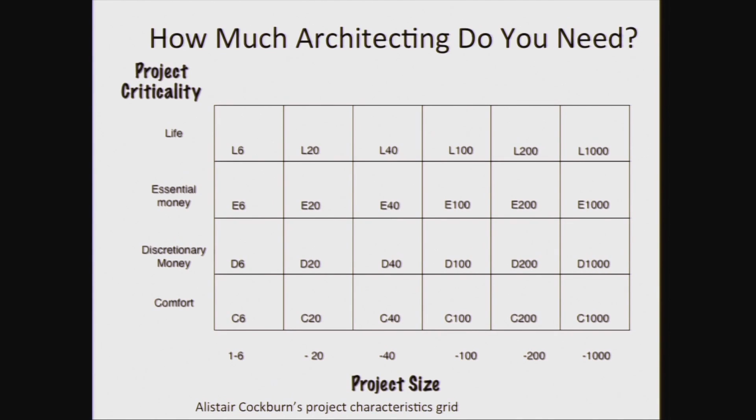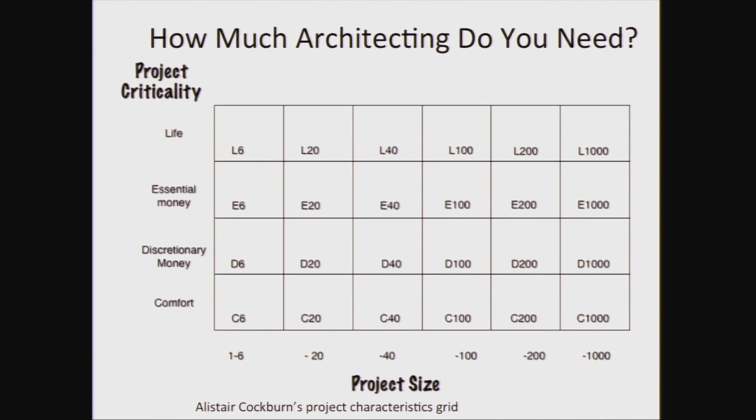Alistair Cockburn, for his Crystal methodologies, talks about how much ceremony you need based on project criticality and size, being all the people involved. He has 4 degrees of criticality. A comfort project is like an app you build for the App Store over the weekend. We're not going to lose sleep if the Philly ETE app doesn't work that well. I mean, maybe we will. Maybe someone will complain, but so what?